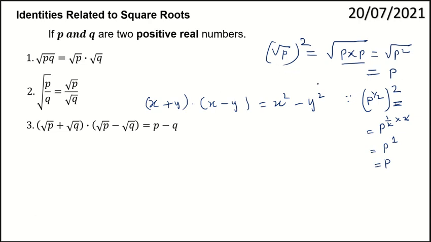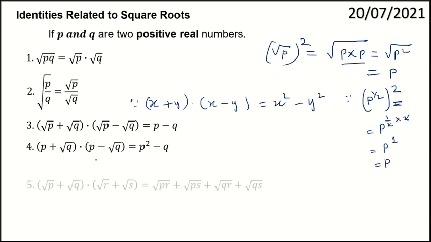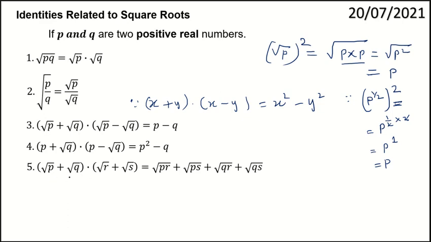Next, another important identity is p plus root q into p minus root q is p square minus q. Similarly, with the same x plus y into x minus y equals x square minus y square, from this identity only it comes, where x is p and y is root q. Now, the fifth one is root p plus root q multiplied by root r plus root s, where we do it with the distributive property.